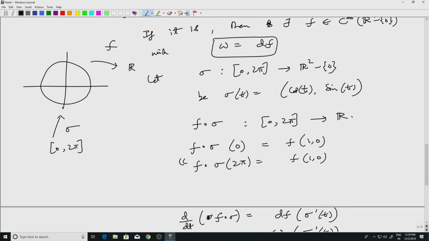So let's stop here and resume with the discussion of orientation and the connection with differential forms and manifolds. Okay, thank you.